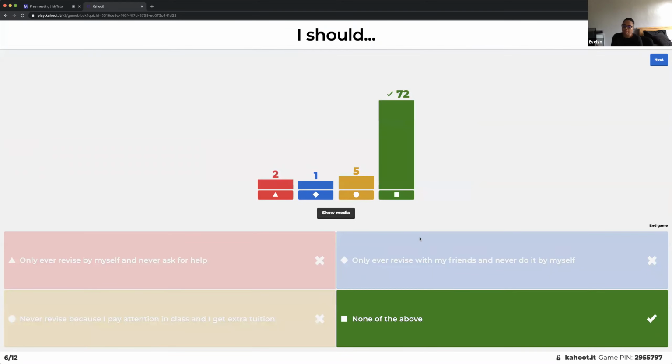Don't ever only revise with your friends, because sometimes if you ask your friends for help, they are good people to ask as well, just to sort of link minds and whatnot, but also they could be wrong. Only ever revise by yourself and never ask for help. If you never ask for help, you'll never improve, especially if you don't know how to do something.